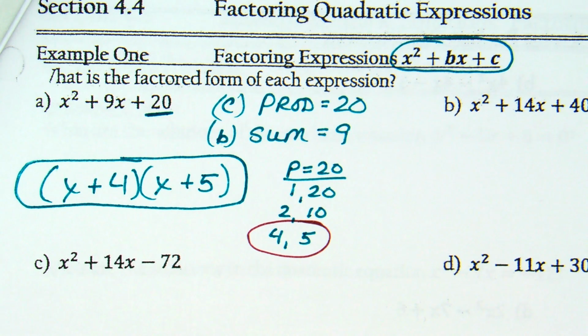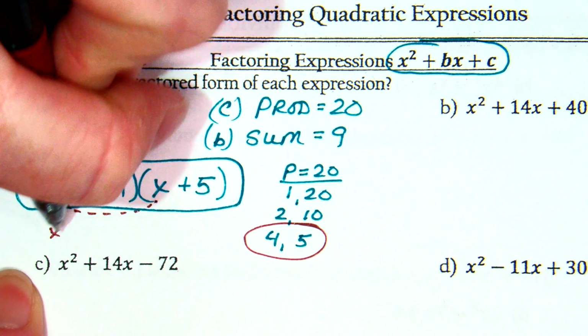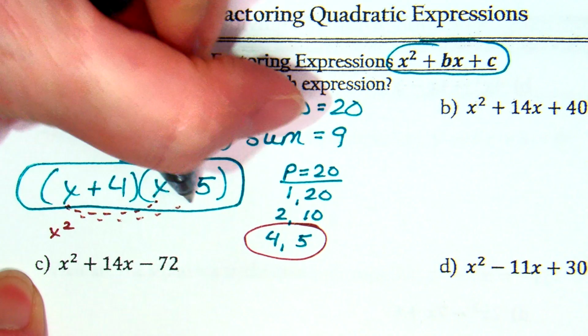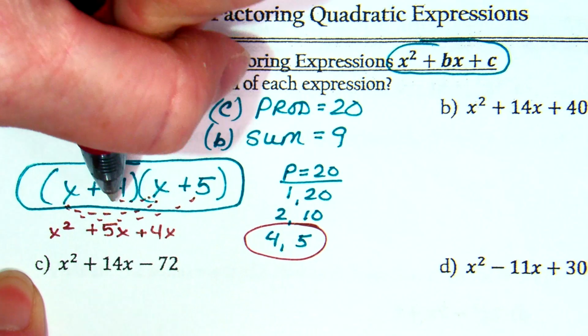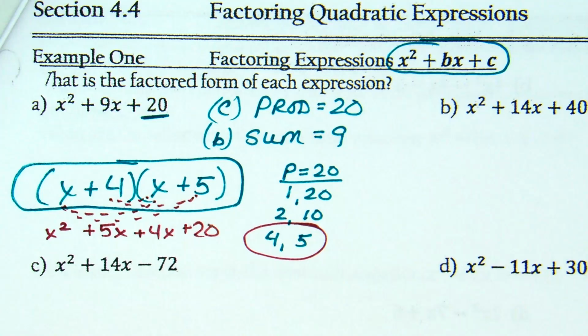So to FOIL it, x times x is x squared. X times 5? 5x. 4 times x? 4x. 4 times 5. Does that clean up to be my original problem? Okay. So it checks. Again, you don't have to check them all the time, but I'm just giving you guys some tips here. I did one by myself just now.